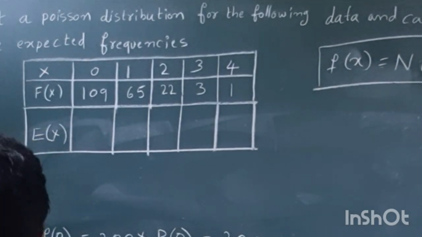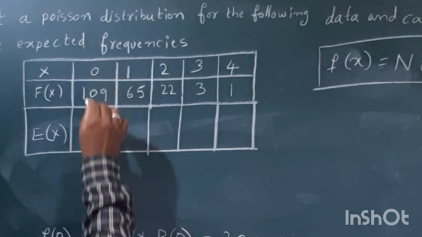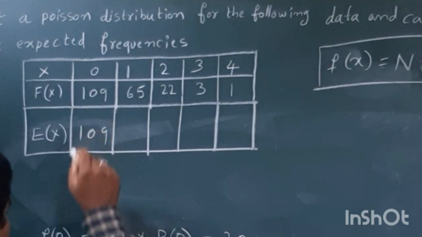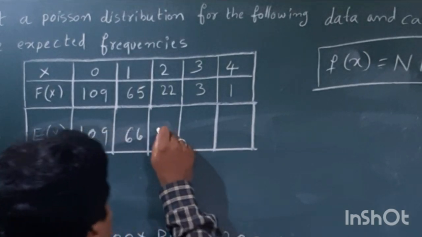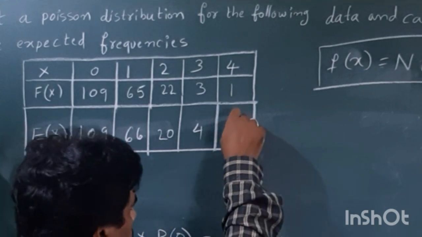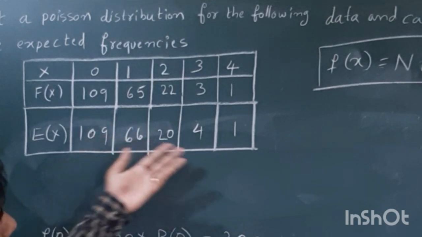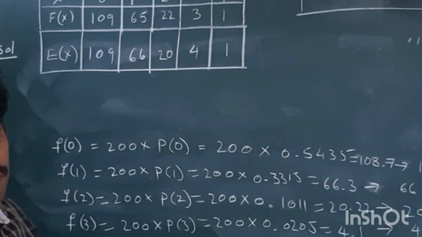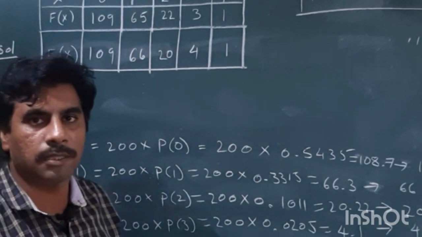Now suppose that E of x is the expected frequency, then f of 0 is 109, f of 1 is 66, f of 2 is 20, f of 3 is 4, f of 4 is 1. Now we can total all of these values. You will get 109 plus 66 plus 20 plus 4 plus 1 is equal to 200. These are the expected frequencies.